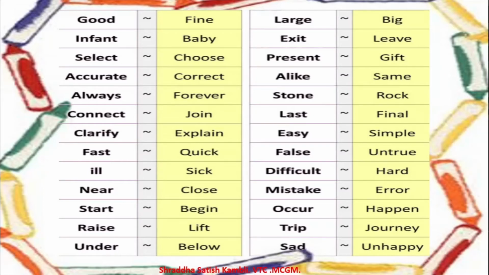Okay, so let's look at a few examples. You have good and fine, which are synonyms of each other. You have large and big, which are synonyms of each other. You have infant and baby, which are synonyms of each other. Exit and leave, which are synonyms of each other.